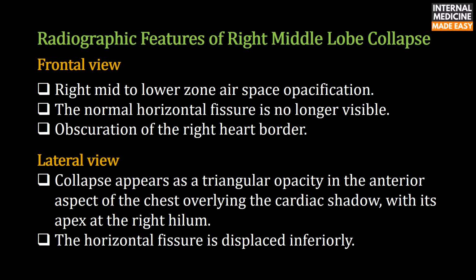Now radiographic features of right middle lobe collapse. In the frontal view, there is right mid to lower zone airspace opacification. The normal horizontal fissure is no longer visible and there is obscuration of the right heart border. In the lateral view, collapse appears as a triangular opacity in the anterior aspect of the chest overlying the cardiac shadow with its apex at the right hilum, and the horizontal fissure is displaced inferiorly.